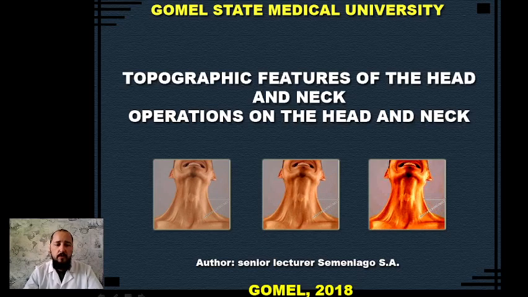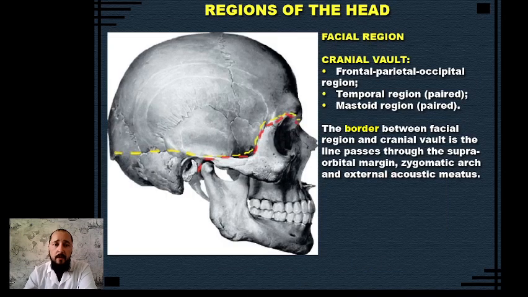Today's topic of our lecture is topographic features of the head and neck and operations on the head and neck. First of all, we speak about the regions of the head. We can divide our head basically into two regions. It is a facial region and a cranial vault.